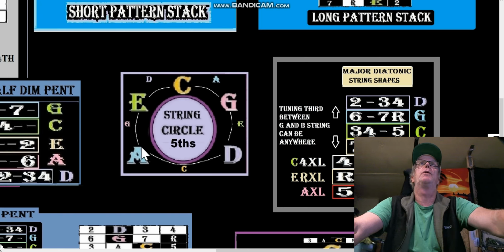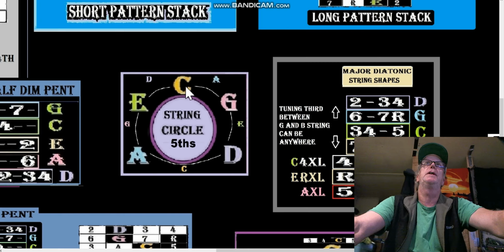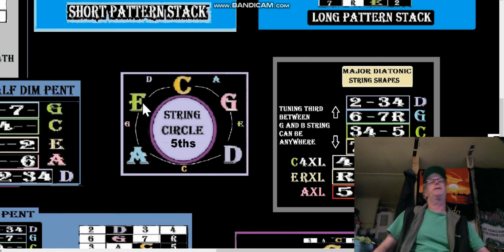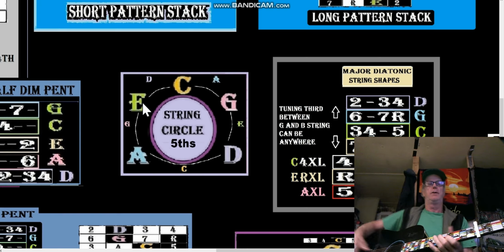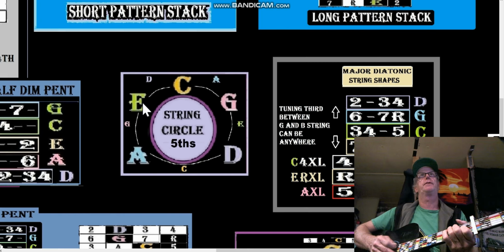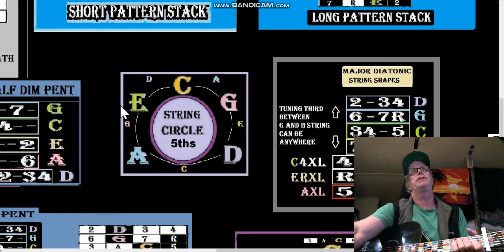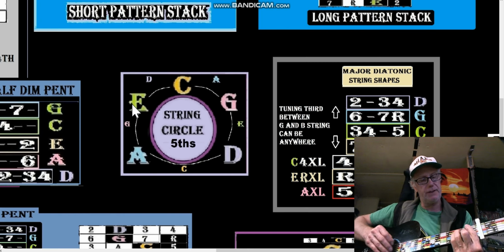So these are fourths. Fourth of A is D, fourth of D is G, fourth of G is C, but the string shaped fourth of C is E. And we were talking about that in today's lesson, where the string shaped fourth of C, here's your C shape, the fourth of it is the E shaped F.